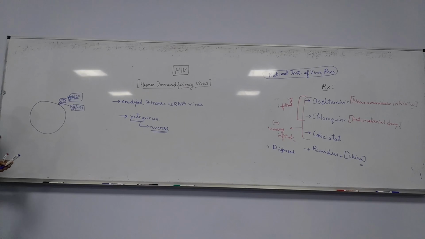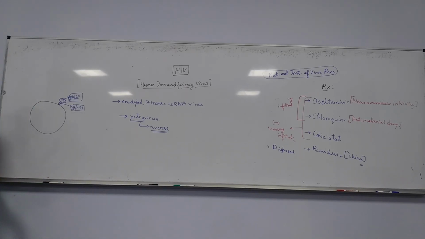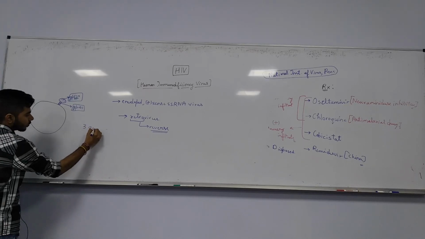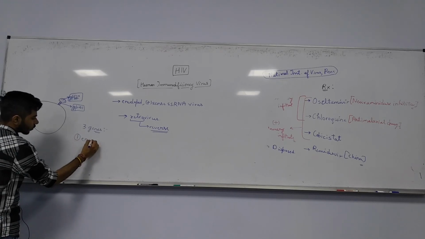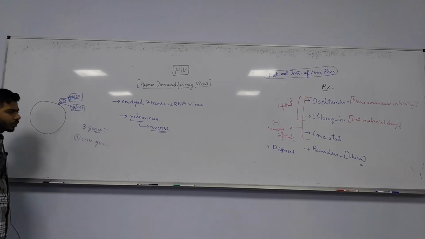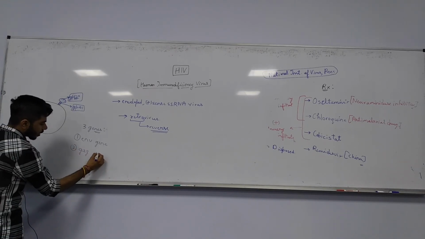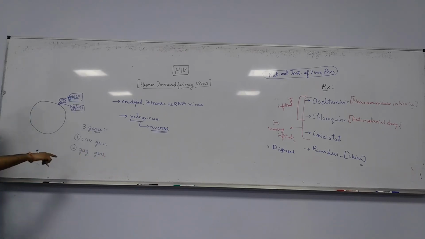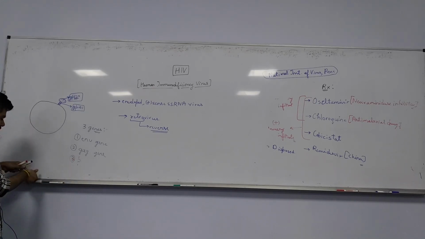Look over here very carefully. We are having three kinds of genes if we are talking about the HIV virus. First one is the ENV gene. Second one is the GAG gene. Is it visible? And the third one is the POL gene.